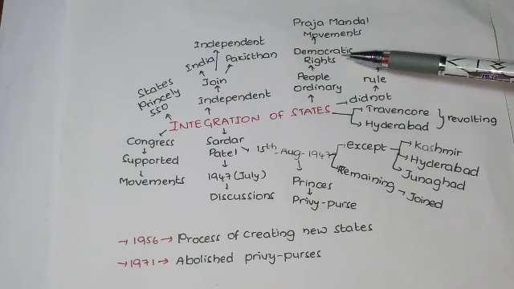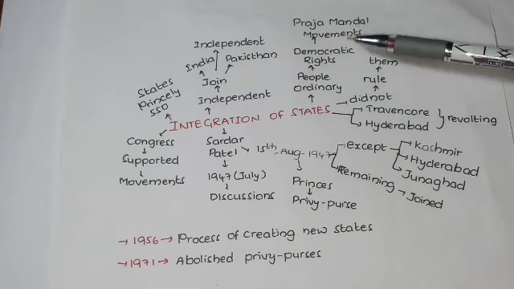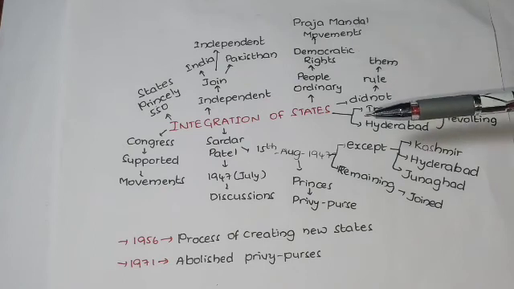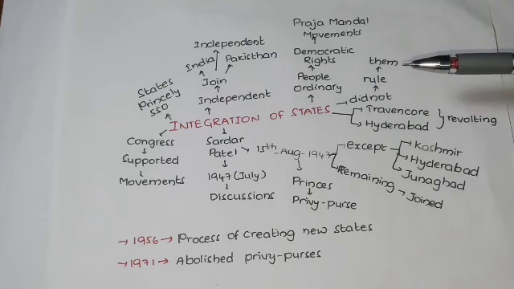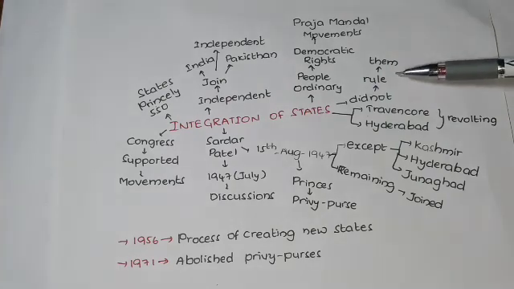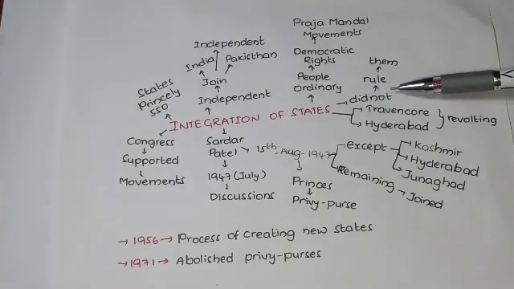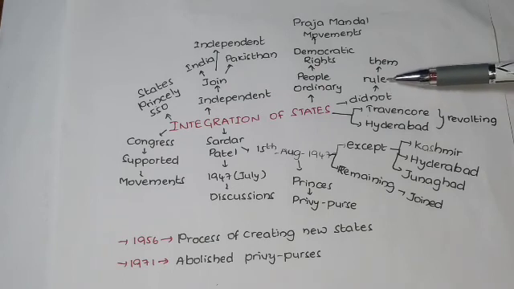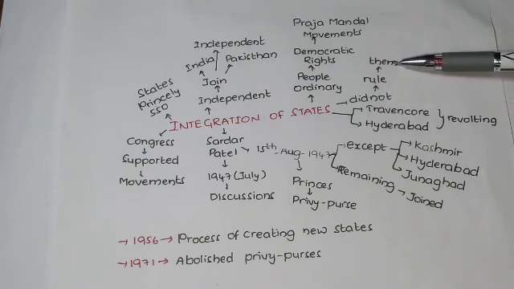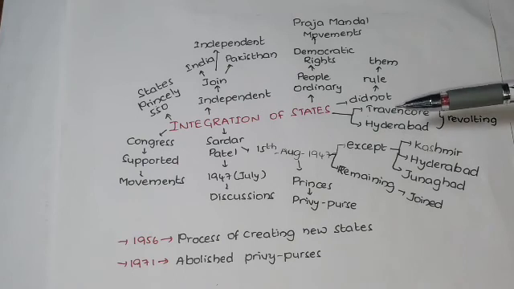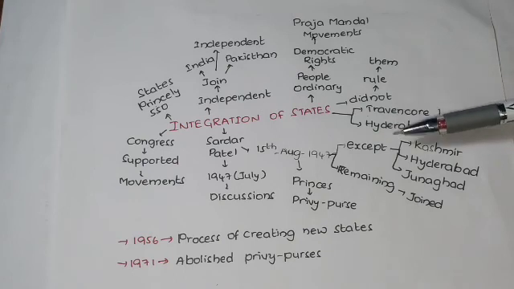So all these people understood this due to the participation in the Prajamandal movements. They did not want the princely families to continue to rule over them. It means they were not ready to remain under the rule of the princely states. So they wanted independence.